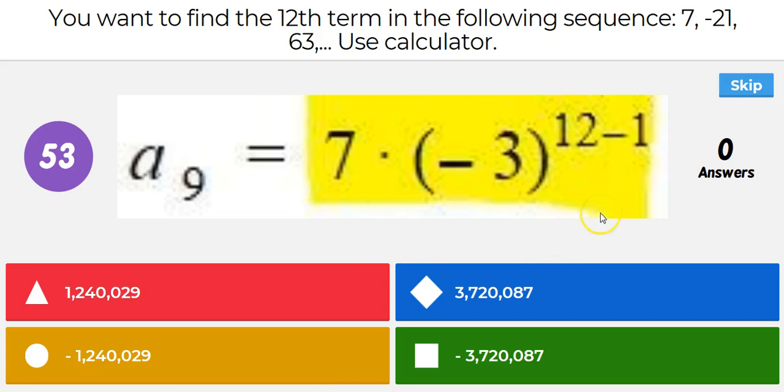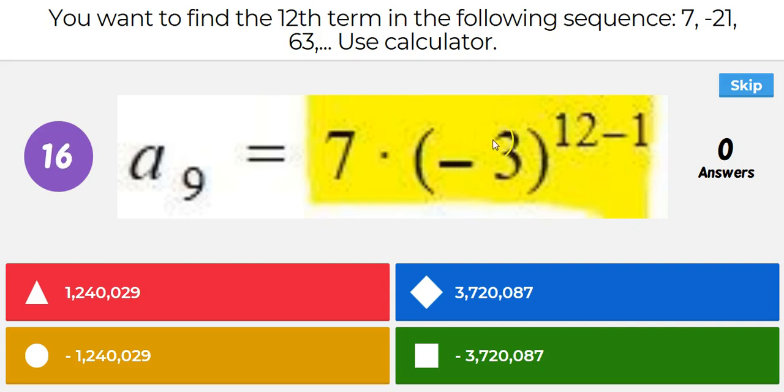If you're putting this into a graphing calculator or Desmos all at once, make sure you put the negative 3 in parentheses. If you ever have a number that has an exponent and that base is negative, you always want to cup that in parentheses. So if you're not using a graphing calculator or Desmos, remember there's nothing to do inside these parentheses, but the exponent, 12 minus 1 is 11. So you want to see what is negative 3 to the 11th power.